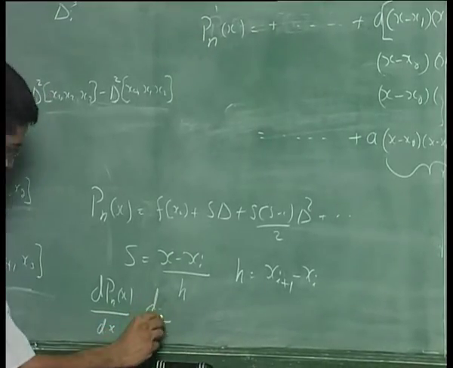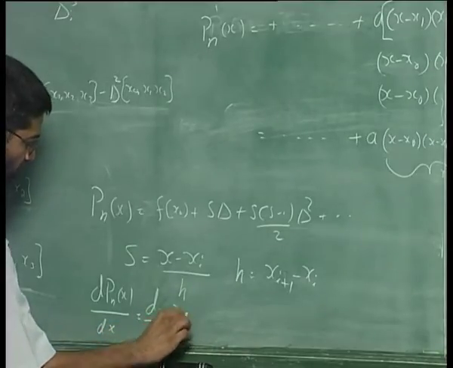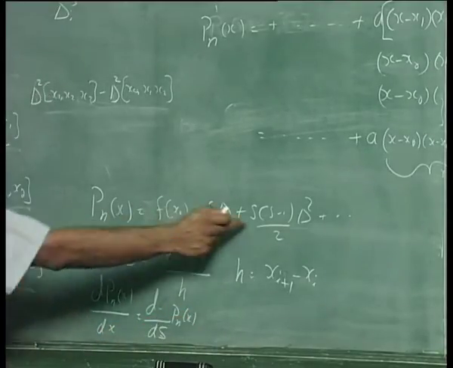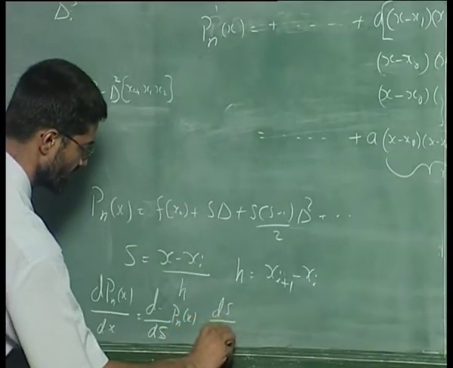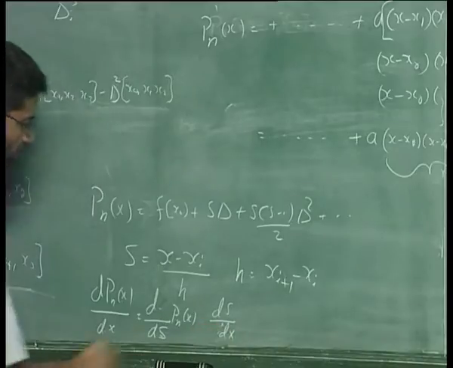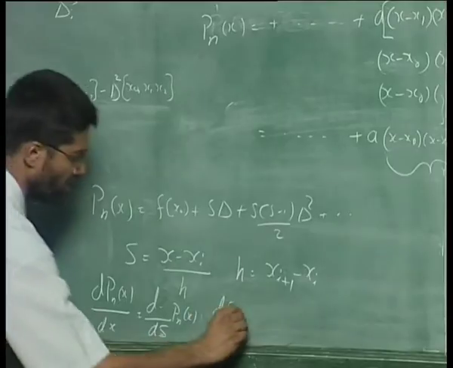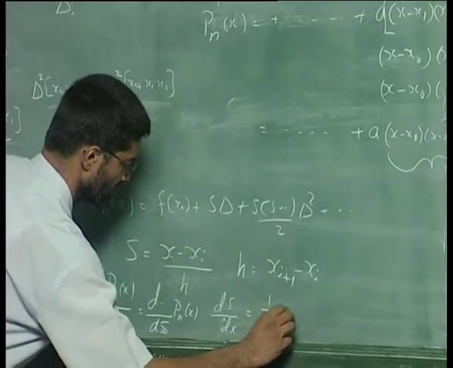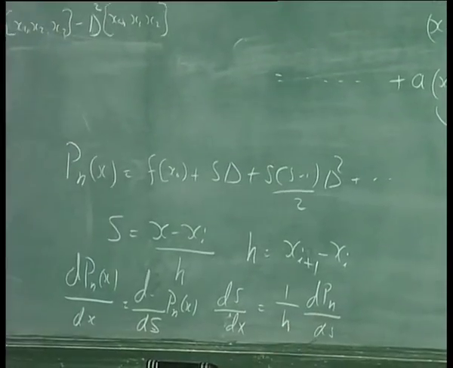So we wrote the d/ds of Pn of x, because as we can see this is written in terms of s, into ds by dx, and we know ds by dx is simply 1 over h. So this becomes 1 over h into dPn by ds. Okay, so that's the formula which I have written.